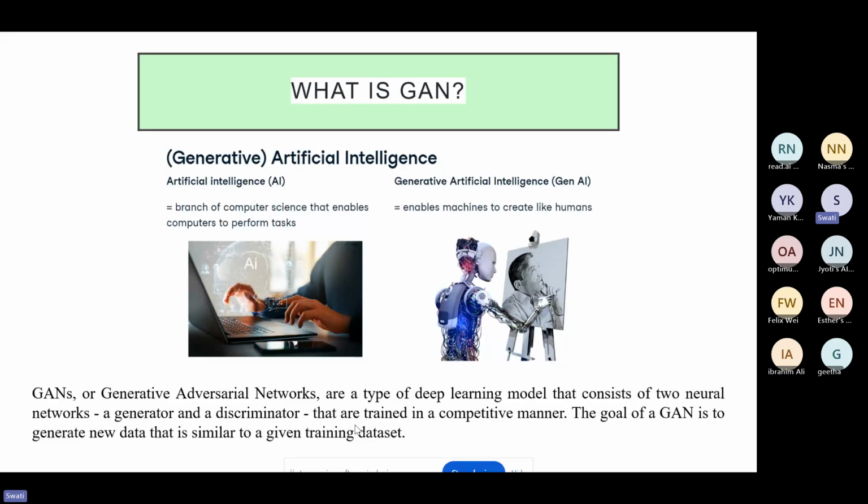Okay, then this generative adversarial network is a type of deep learning model. It consists of two main parts. One is the generator, another is the discriminator, and they are trained in a competitive manner. The main goal of GANs is to generate completely new data which is not actually present. You can say it is to generate fake data which looks like real data.